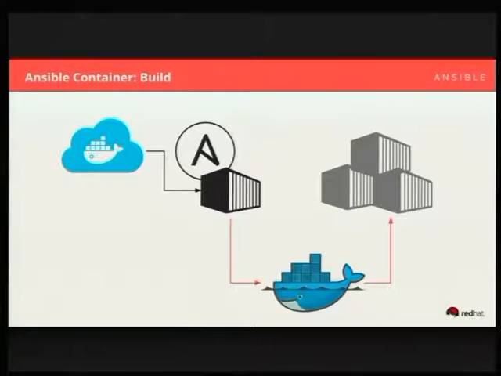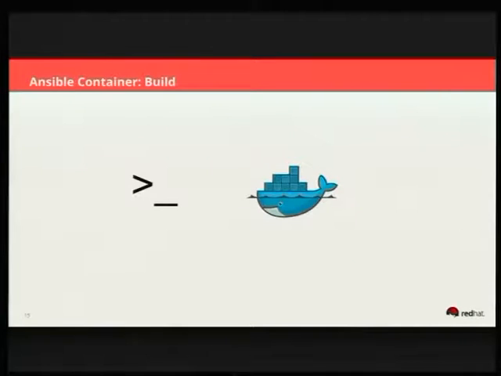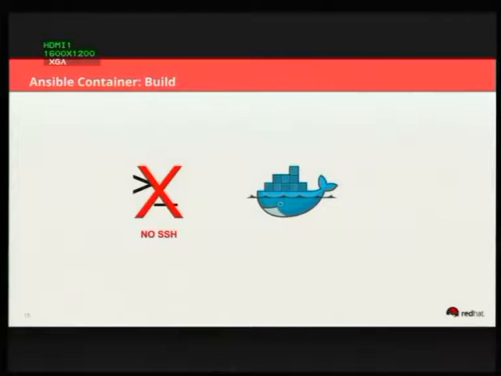So the way that it sort of works under the hood is that we're actually leveraging the Docker engine in order to talk between the Ansible container builder and the target containers that are the artifact. What this means is that there's no SSH. So you don't have to install SSH on your target containers to be able to use Ansible container with it. We can communicate through the Docker engine.